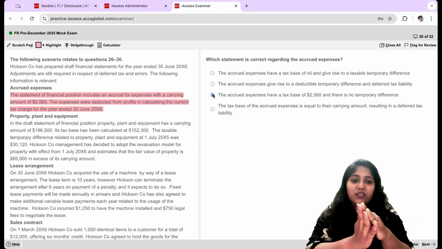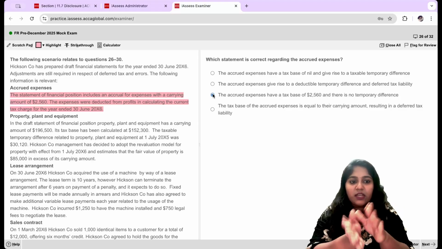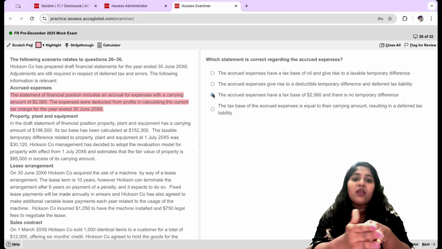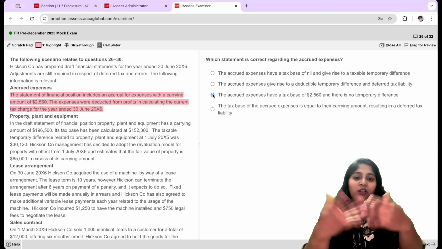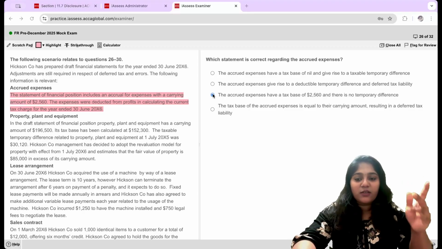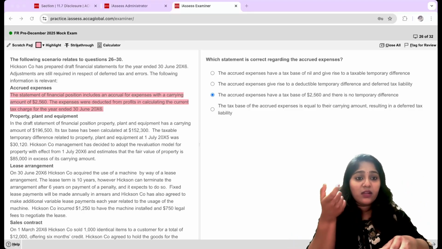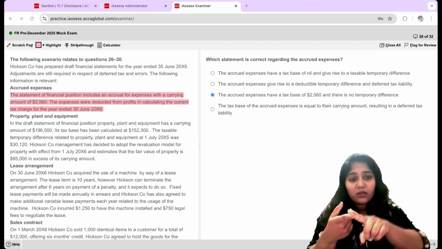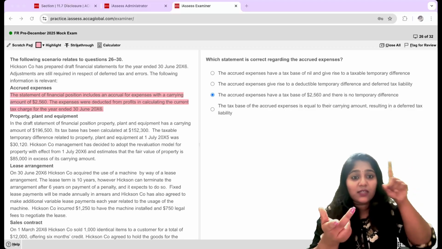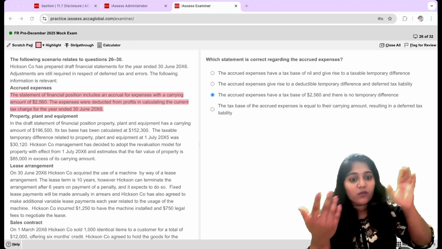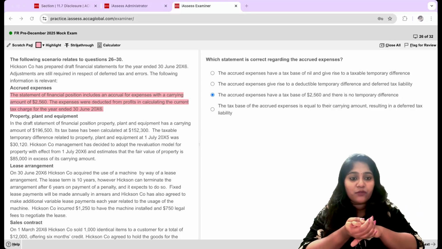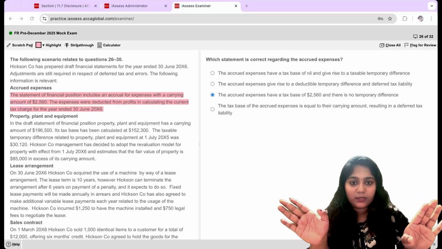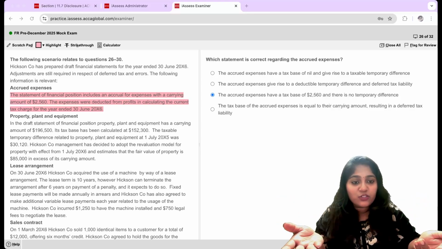Option B says the accrued expenses give rise to a deductible temporary difference and a deferred tax liability. Guys, first of all, whether it gives rise or not is a different scenario. You need to understand that deductible temporary differences and deferred tax liability can never go together. Deductible temporary differences will always have a deferred tax asset. Taxable temporary differences will always have a deferred tax liability. They have given both of them in one place, which is not right. So option B is not right.